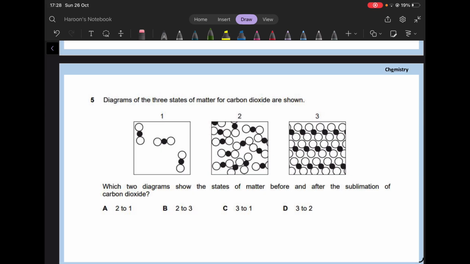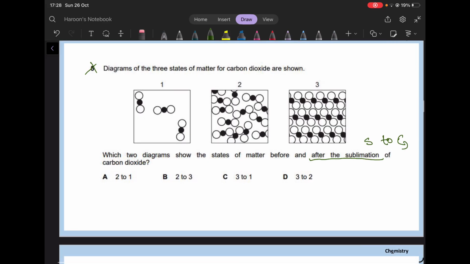The diagrams of the three states of matter for carbon dioxide are shown. Which two diagrams show the states of matter before and after sublimation? Although this should no longer be examinable for you, sublimation is conversion from solid to a gaseous state directly. Solid to a gaseous state directly. I guess we'll just skip this because this is no longer examinable for you from this year onwards. So we can actually skip this one.